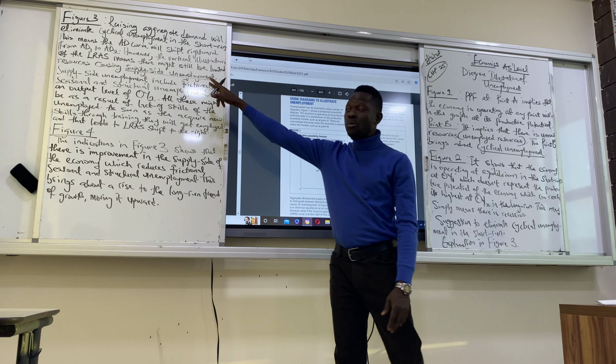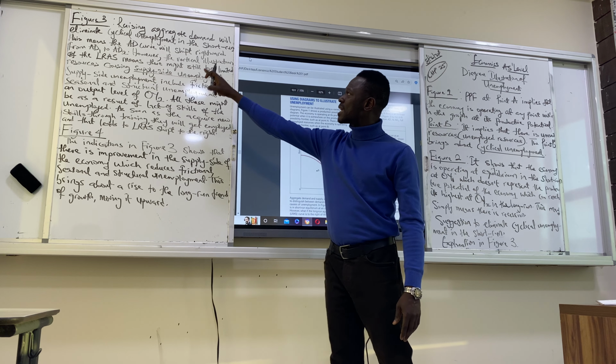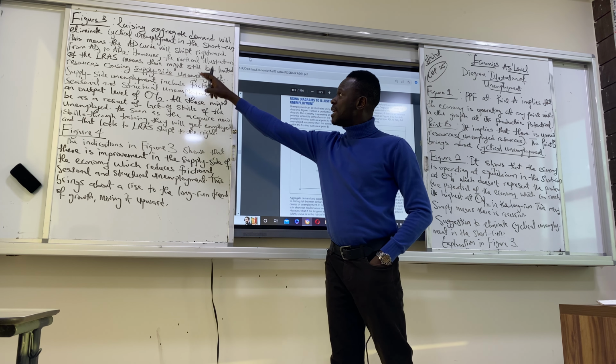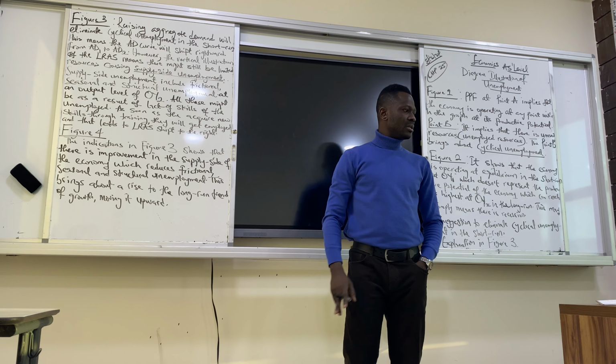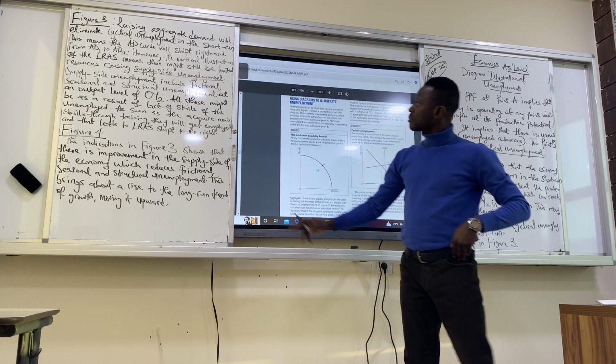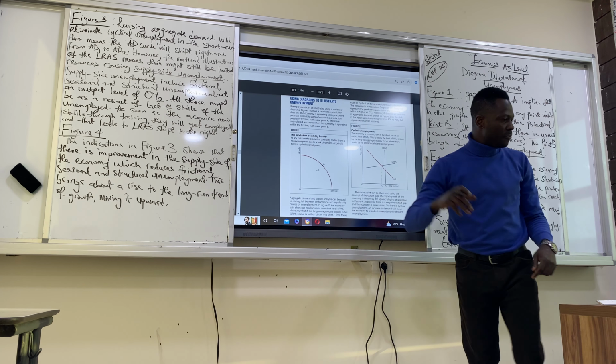So now we go to figure 3. For figure 3, I wrote raising aggregate demand will eliminate cyclical unemployment in the short run. This means the AD curve, the aggregate demand curve, will shift rightward. We shift rightward from AD1 to AD2. So look at it here. That's our figure 3.